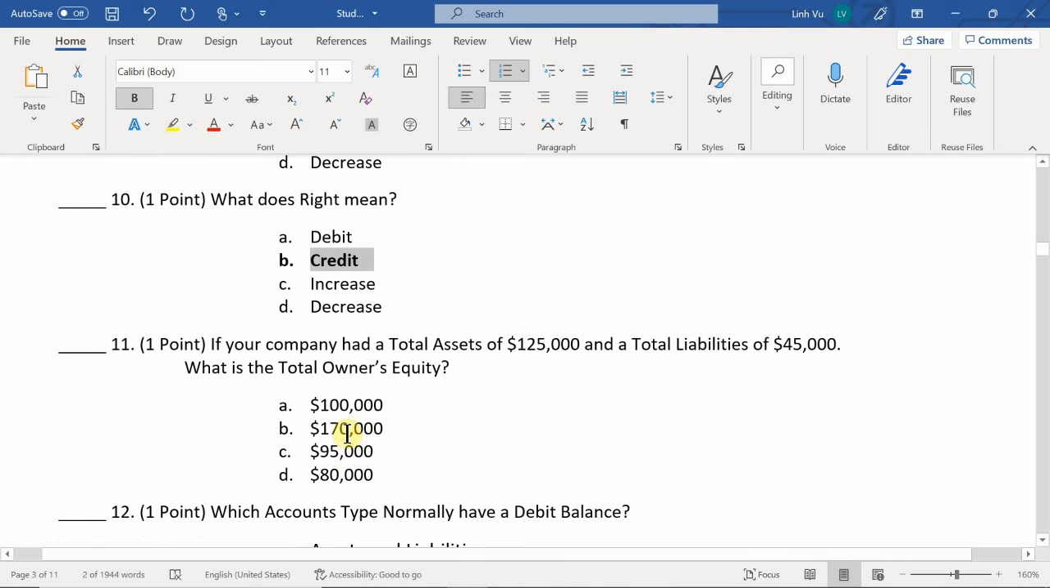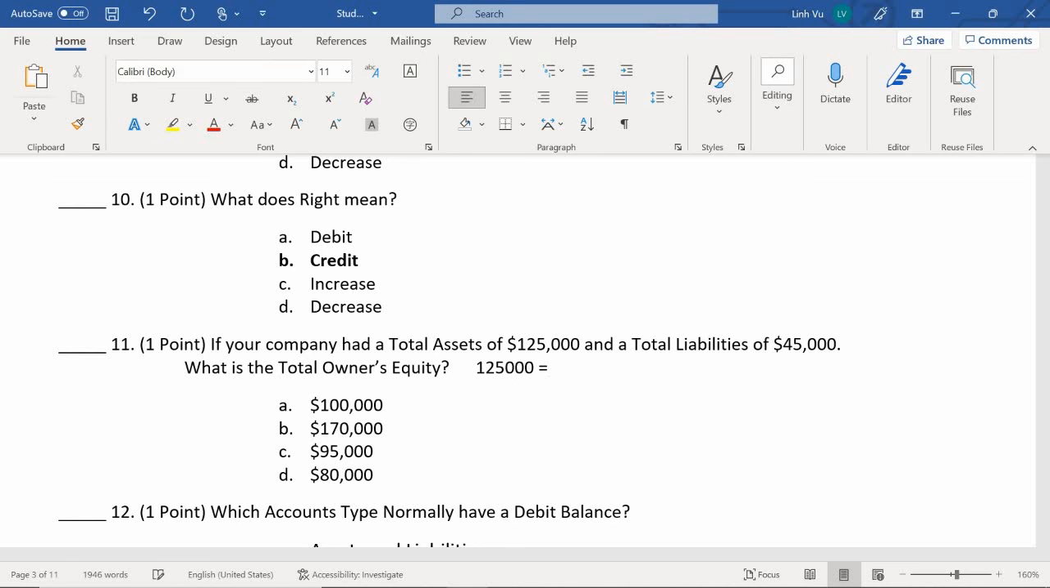Okay. All right, question number 11. If your company had total assets of 125,000 and total liabilities of 45,000, what is the total equity? D. D, 80,000, right? Yes. This is a perfect example of how to use the accounting equation, right? If your total assets equals 125,000, which equals your liabilities of 45,000 plus your equity, so E for equity, how do you solve for your equity, right? You would just subtract 45 from the 125,000 and you should get 80,000. Okay?